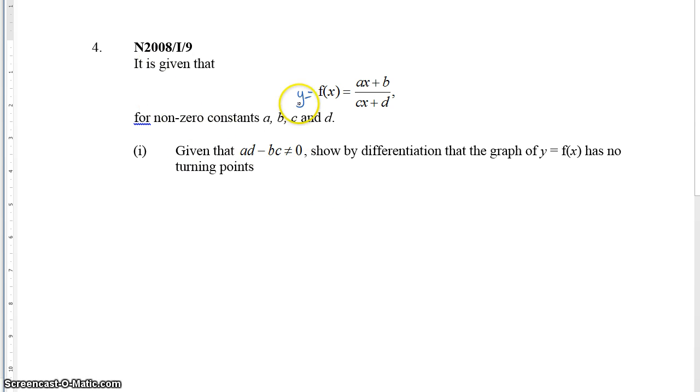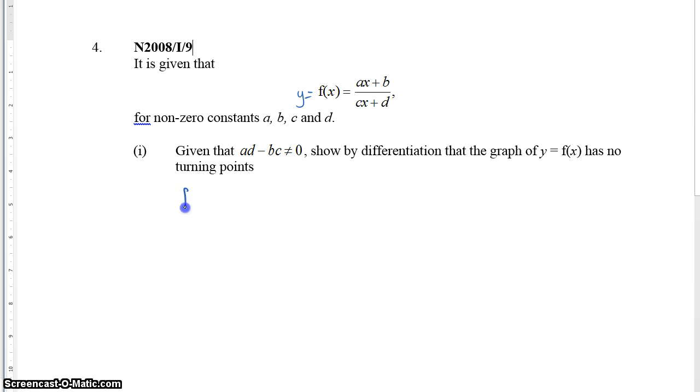But for the moment, we're given that f of x is equal to ax plus b over cx plus d. And we're told ad minus bc does not equal 0. Therefore, show by differentiation that the graph y equals f of x has no turning points. So, show by differentiation, that's a bit of a hint.